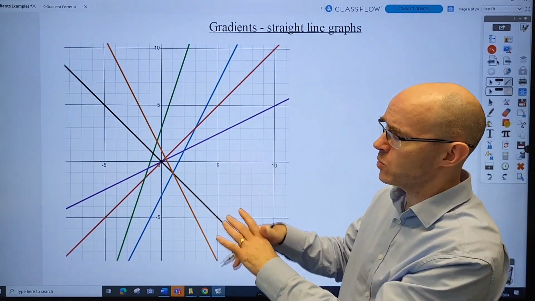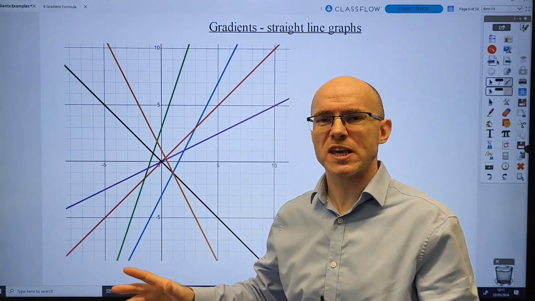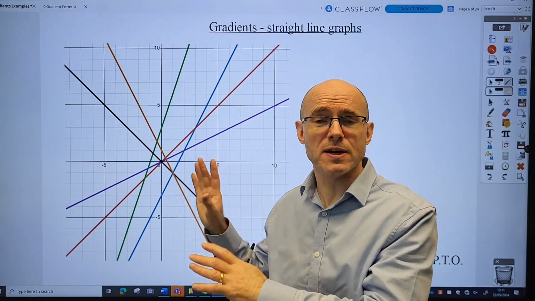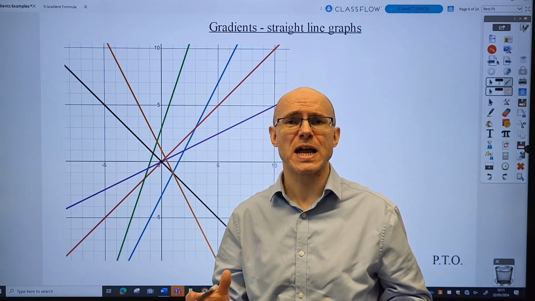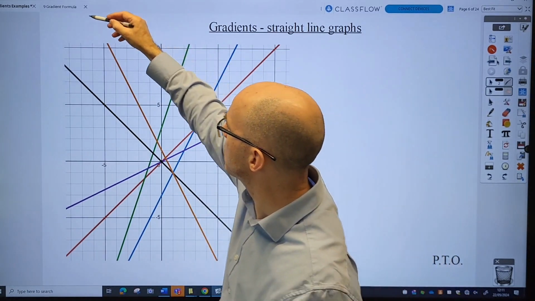And I've deliberately put a few on there on purpose. Not to make it look confusing, but because if we're trying to pick out which lines are more steep, which lines are the steepest, then calculating the gradient is incredibly useful. And that's what gradients are all about, trying to work out the steepness of a straight line. Let's have a look at how we do it then.